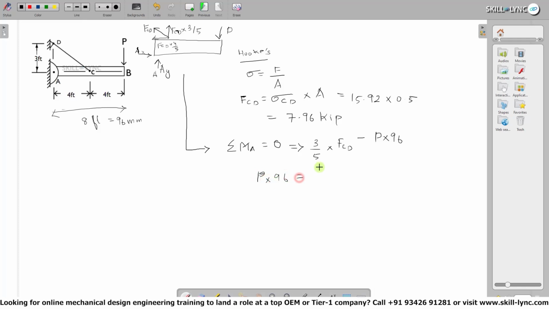With that, we also know the value of FCD, therefore P into 96 will be equal to 7.96 into 3 by 5, and P will be equal to 7.96 into 3 by 5 divided by 96. So therefore the value of P will be equal to 2.39. Because we are dealing with inches here, our load is going to be 2.39 psi.